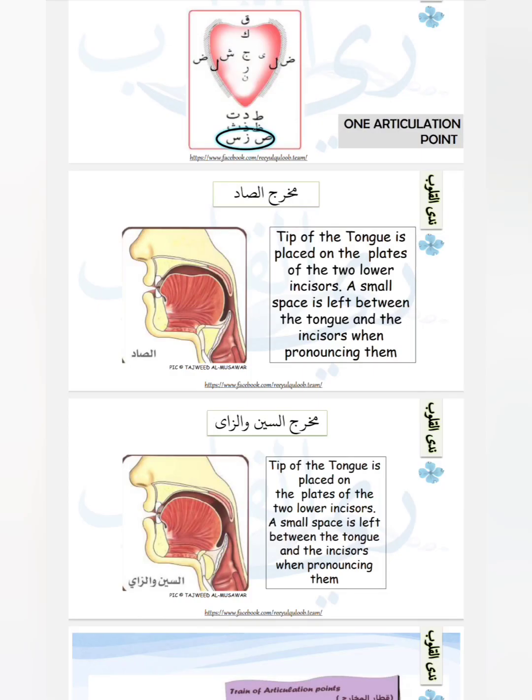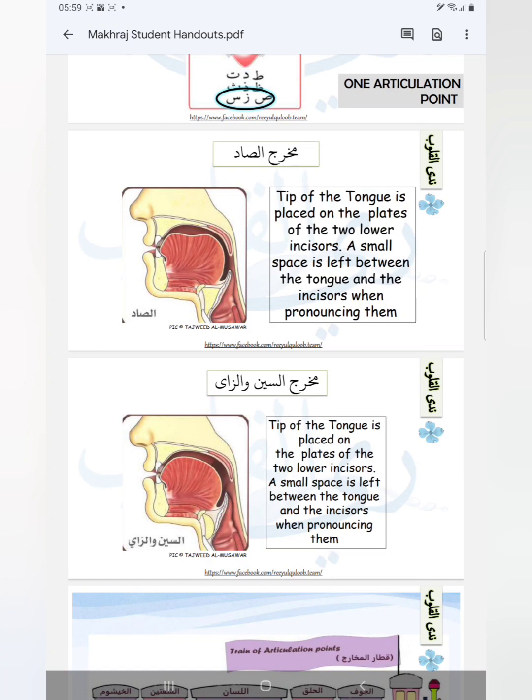Sad, za and sin also come from the tip of the tongue. Let us look at sad. Sad is a heavy letter. The back of the tongue is going to be raised, and there will be a little gap between the tongue and the bottom front teeth when you say os, os. See how heavy the sound is? It's like you're filling air in a balloon, isn't it? It sounds like this, os, os.